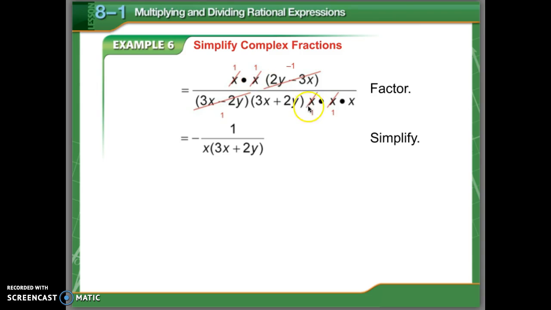The x squared over the x cubed, you can cancel 2 of them out, so you're left with 1 on the bottom, and you're left with this 3x plus 2y on the bottom. So our answer, this negative sign, don't forget that, -1 over x times 3x plus 2y, and that's your final answer.